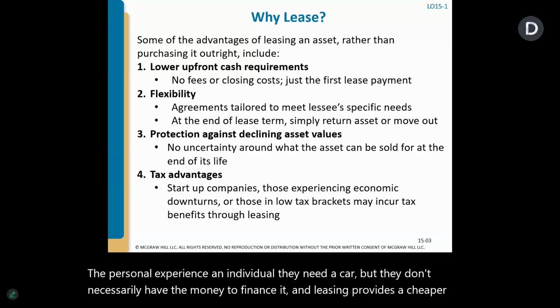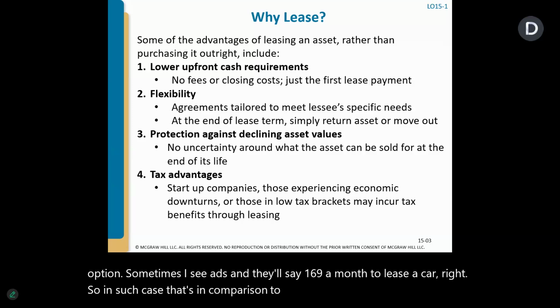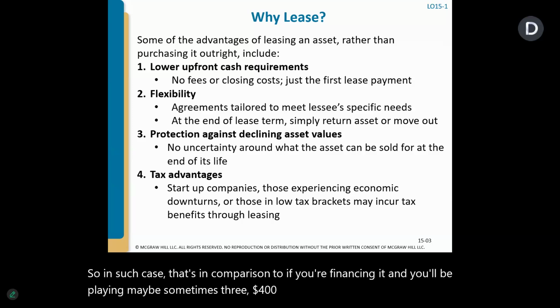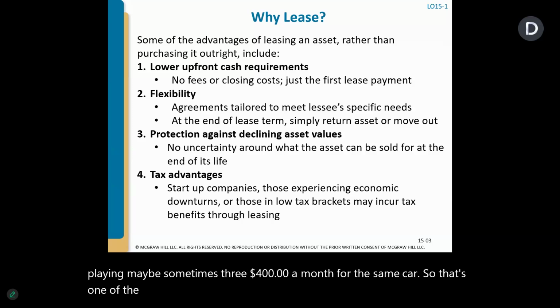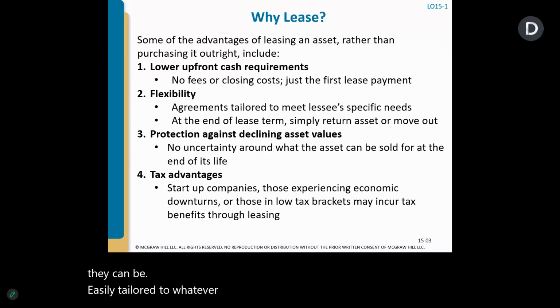Sometimes I see ads and they'll say $169 a month to lease a car, right? In such case, that's in comparison to if you're financing it and you'll be paying maybe sometimes $300-400 a month for the same car. So that's one of the greatest advantages with a lease. There's lower upfront cash requirements. It also provides a great level of flexibility. So lease agreements can be easily tailored to whatever the lessee's specific needs are.